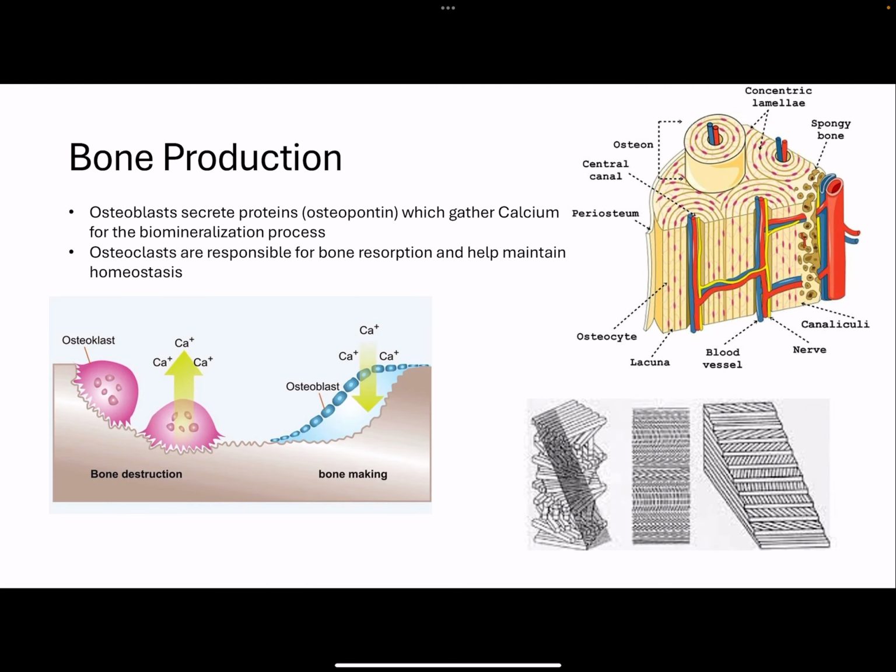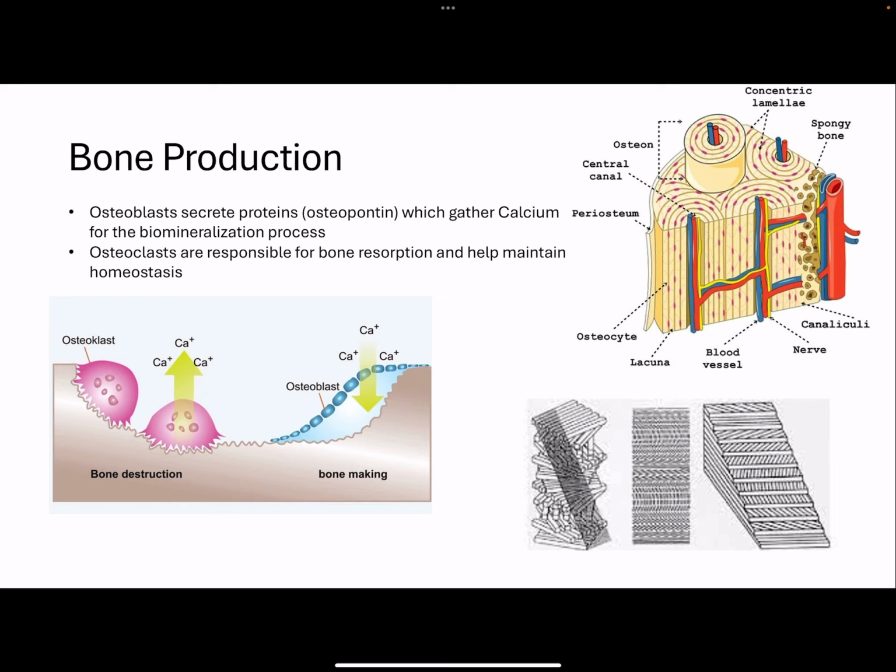So, bone production, pretty interesting process here. Osteoclasts are these cells that are responsible for taking away bone, destroying old bone, and what they do in this process is they release the ions that are inside of the bone, inside of the crystals, calcium, phosphorus, and they release them back into your blood to help maintain homeostasis and ion concentration. Osteoblasts are another form of bone cell, except they make bone.